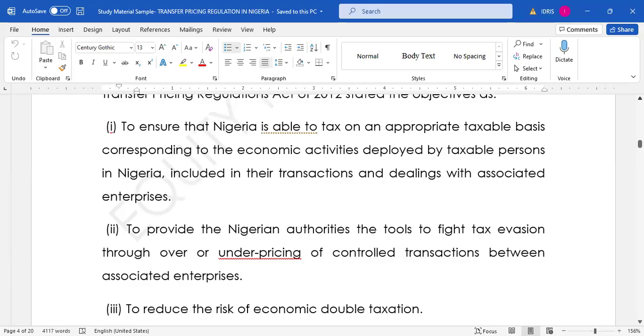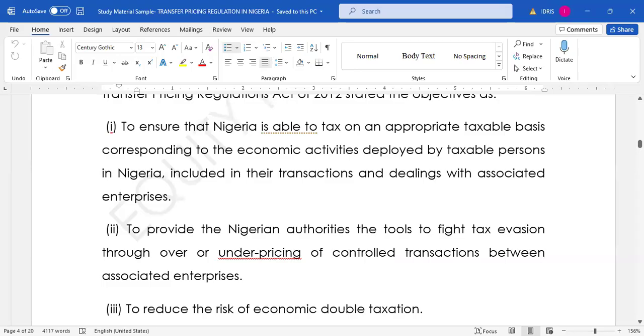Maybe it is owned by the same parent. Two of the companies are subsidiaries of one larger company, which is the parent company.